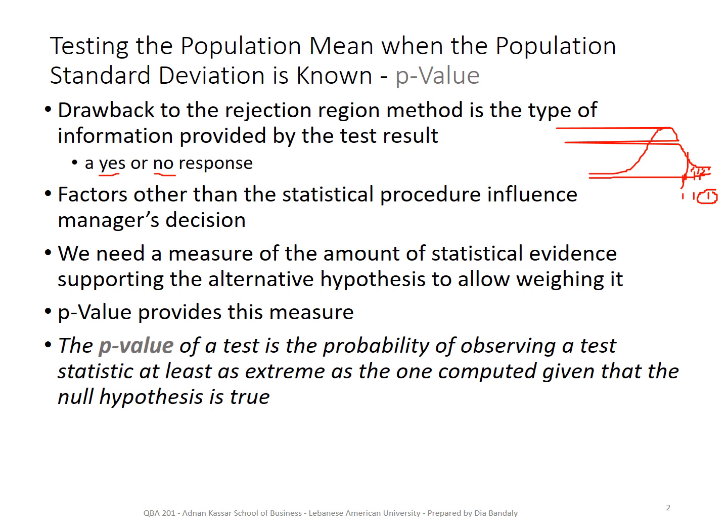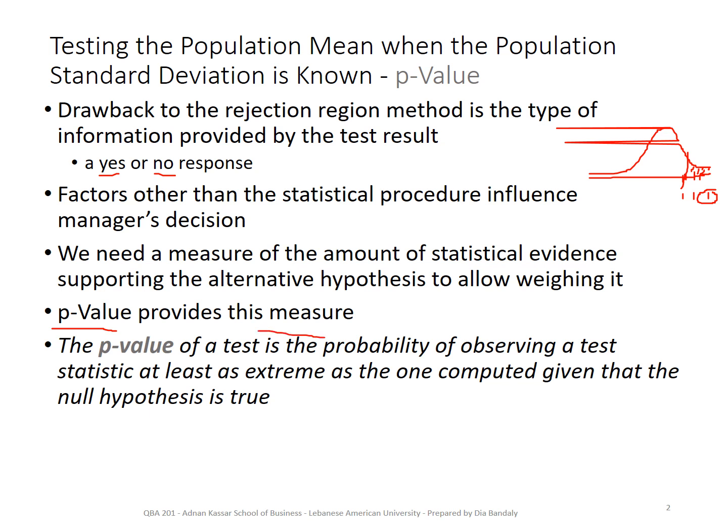Now, in managerial decisions, we have so many other factors, not only the statistical factors that we are using here. So usually managers give weight to every factor, and based on that, they may define the decision. Unfortunately, using the rejection region, they are not able to give that weight. So we need a weight for that. How to do this? We can use what we call the p-value. It gives a weight for the evidence.